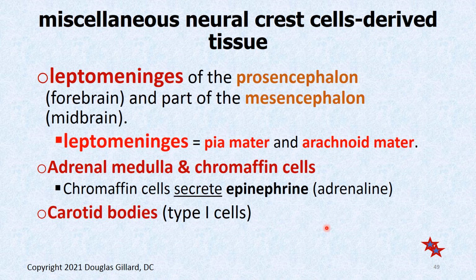What else? What else do neuroectoderm cells create? Well, they create the leptomeninges of the prosencephalon, the forebrain, and the midbrain, the mesencephalon. What the heck are leptomeninges, you may be wondering.